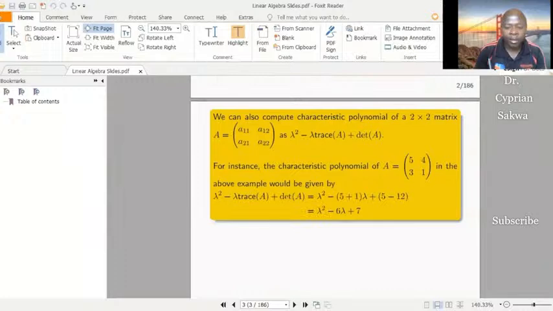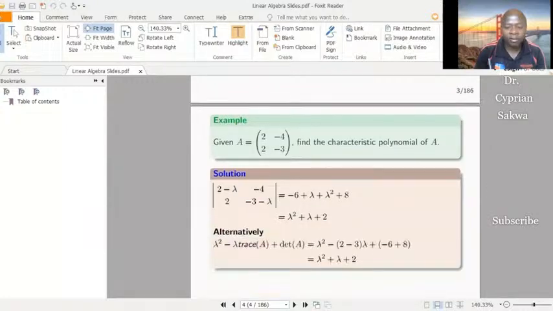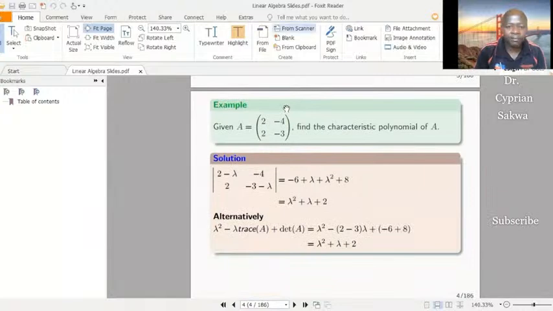Now let's look at this example. In this example, I begin by using both methods so that you're familiar with both of them. The question is, given this matrix A, find the characteristic polynomial of this matrix A. But the other method, the first one I said, would be the determinant of A minus lambda I, and this is A as 2, negative 4, 2, negative 3. Lambda I is lambda 0, 0 lambda.